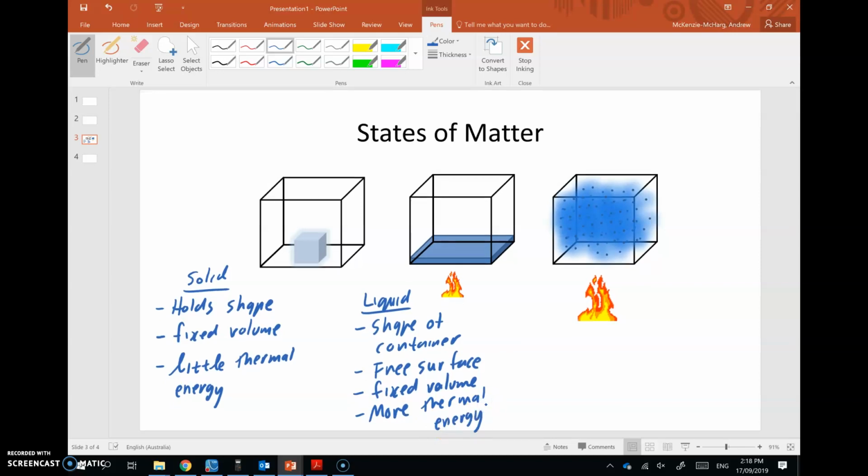So finally, if we add even more heat, we move to the gas phase. This takes the shape and volume of the container, so it will fill any container that it's in. Even more thermal energy, more heat.